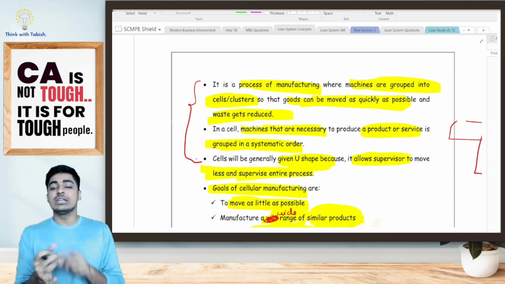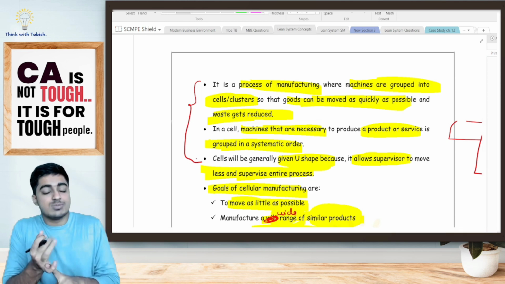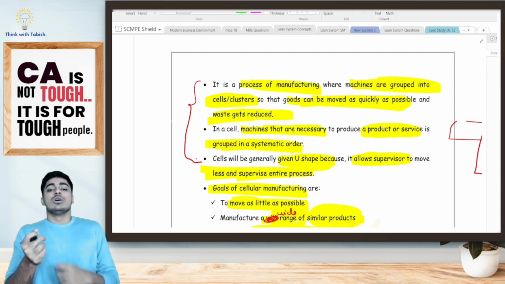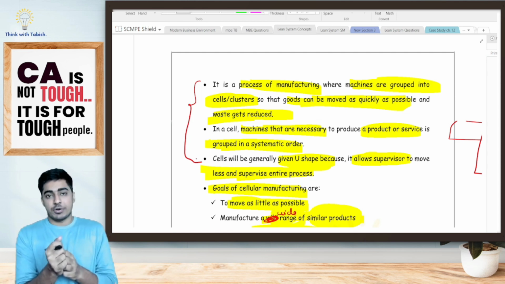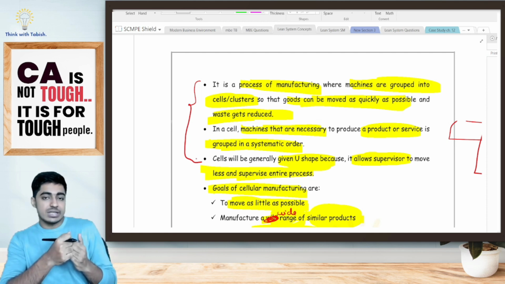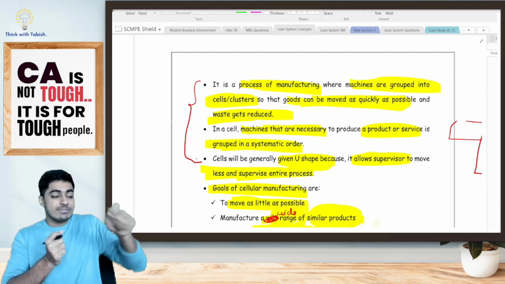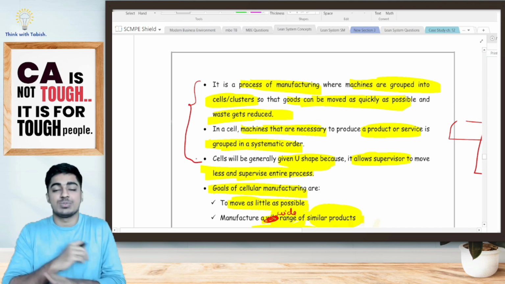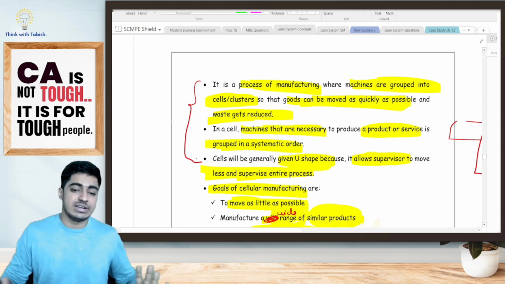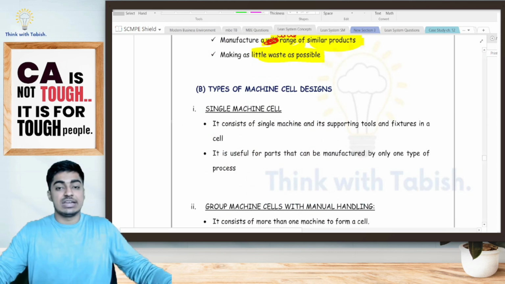Why are we doing that? So that goods could be moved as quickly as possible and waste gets reduced. Now, machines which are necessary to produce a product are kept together in a systematic order. Again, the cells will generally be given a U shape so that the supervisor can oversee the complete activity. Is this clear, students? Any doubts till now?